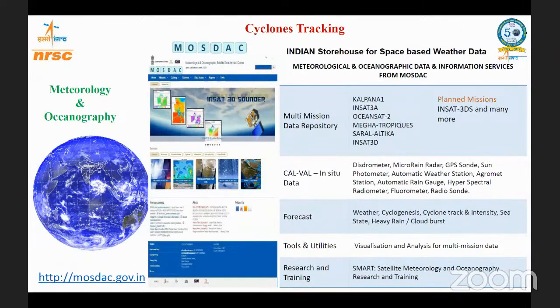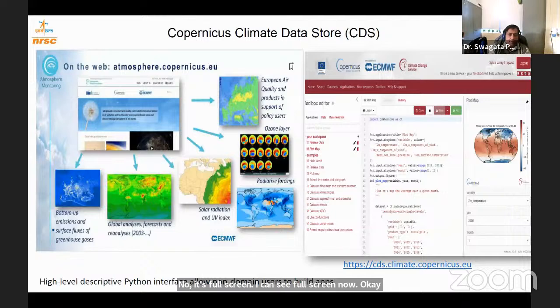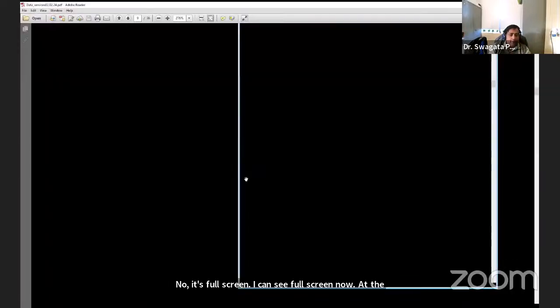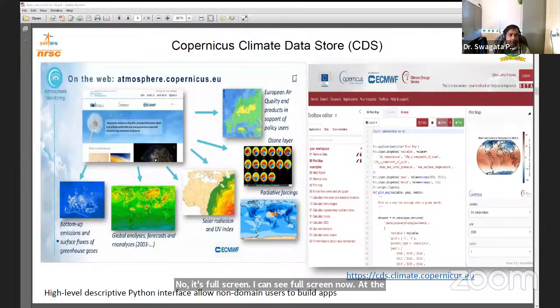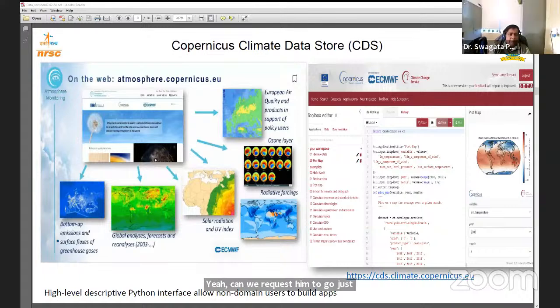Now it's full screen. I can see full screen now. Yes, now it is full screen and Copernicus as well. The ninth slide, yeah. Can we request him to go back a little, at least from 342 watts per meter square?